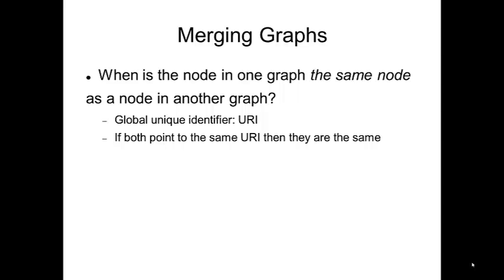So we make URIs unique, so if we both point at the same location, and that location doesn't change, it's stuck there, it's fixed, then we can infer that those nodes that have come from different graphs are the same, and we can collapse them together.